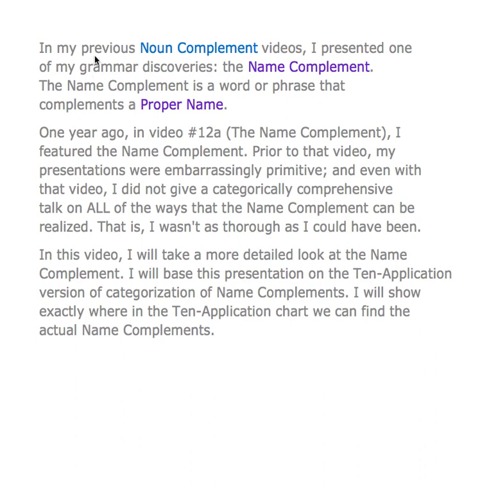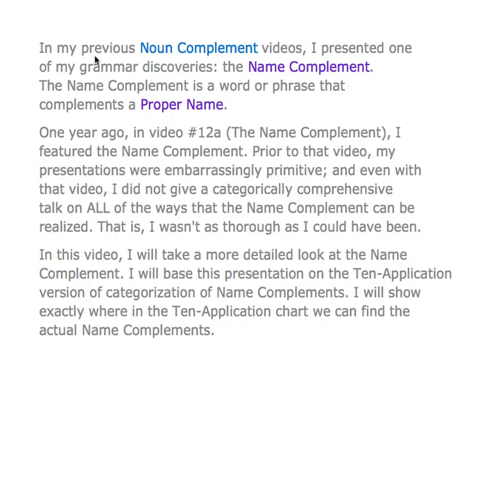In my previous noun complement videos, I presented one of my grammar discoveries, the name complement. The name complement is a word or phrase that complements a proper name. One year ago, in video number 12A, I featured the name complement. Prior to that video, my presentations were embarrassingly primitive, and even with that video, I did not give a categorically comprehensive talk on all of the ways that the name complement can be realized. That is, I wasn't as thorough as I could have been.